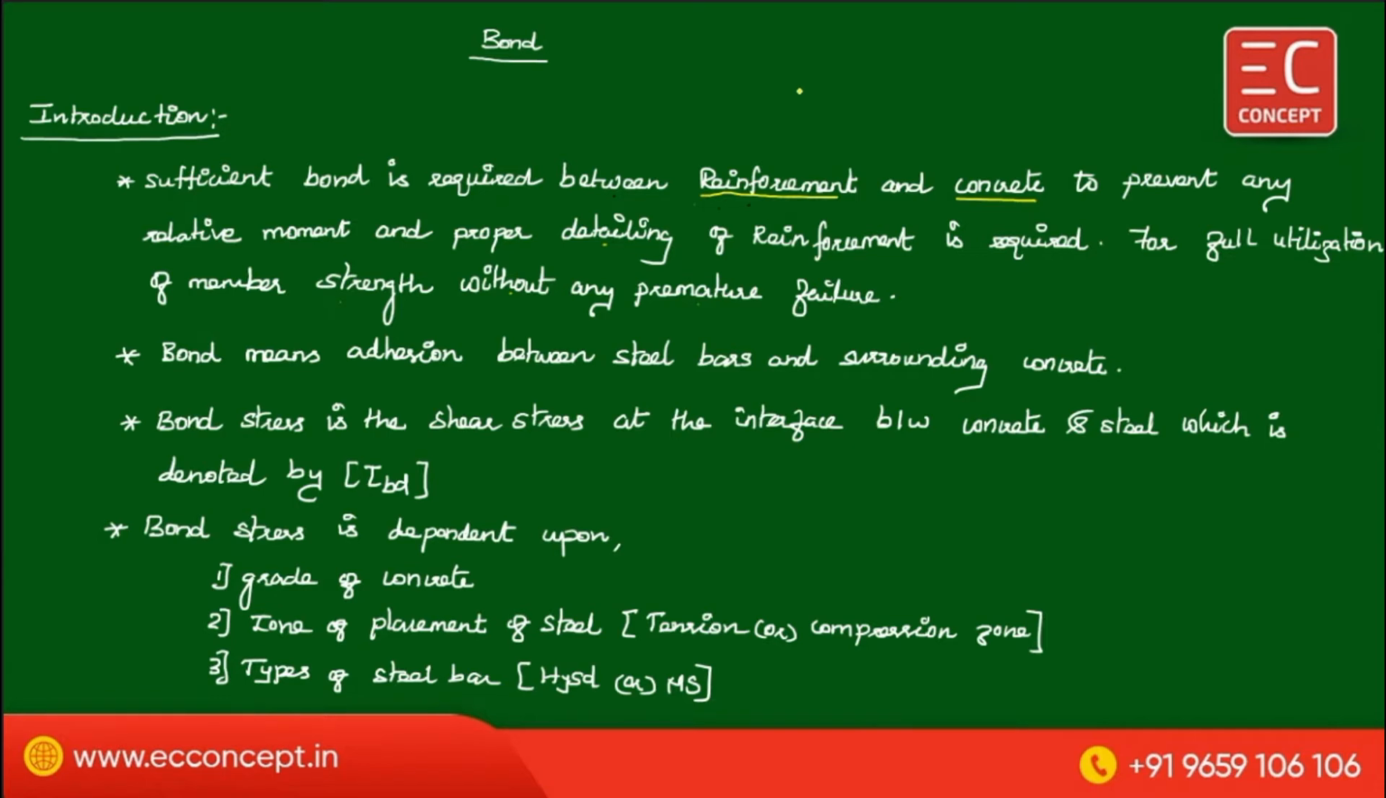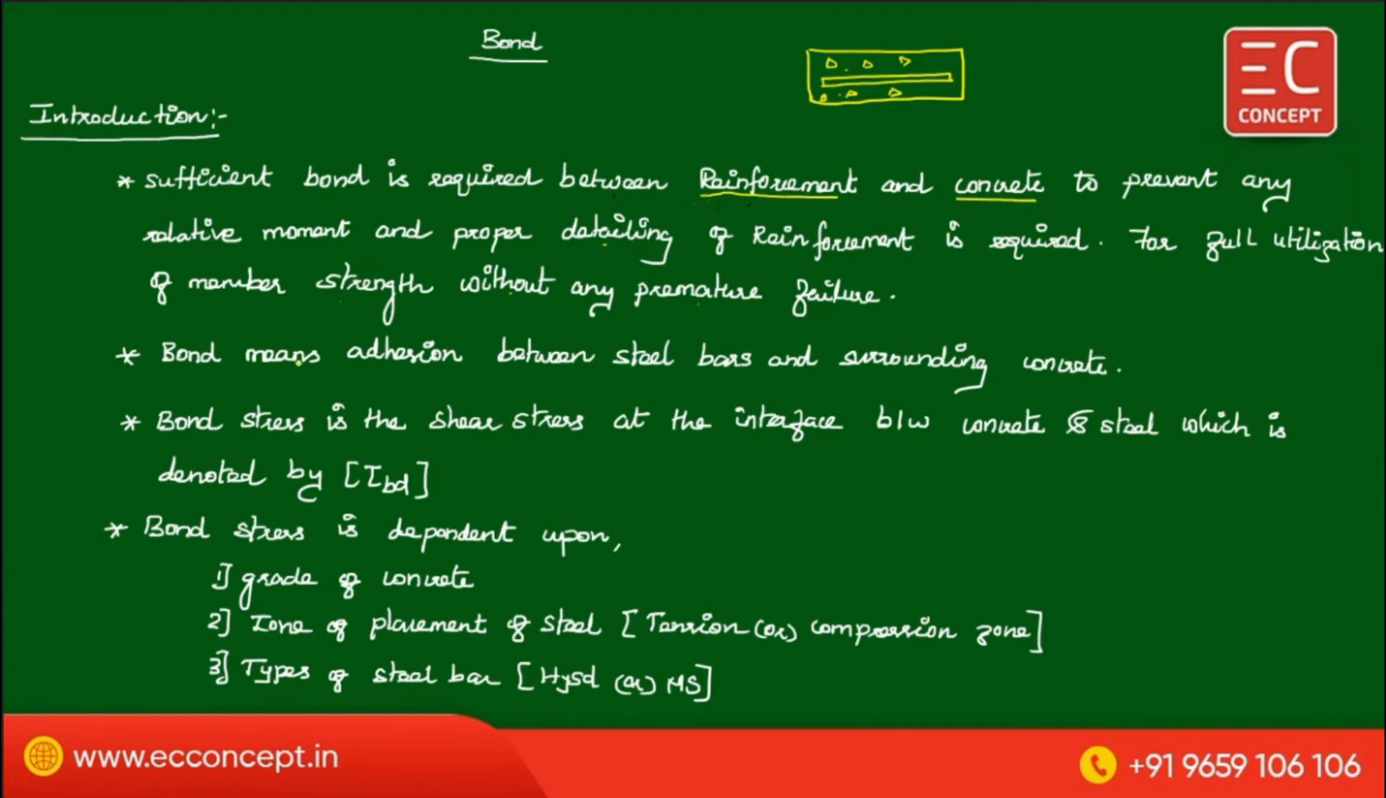Suppose there is a concrete element, and here there was a reinforcement, and here is the concrete. There was a sufficient bond between these two, concrete and steel, so that premature failure will not happen. Suppose there is no bond between these two, then there will be a premature failure.